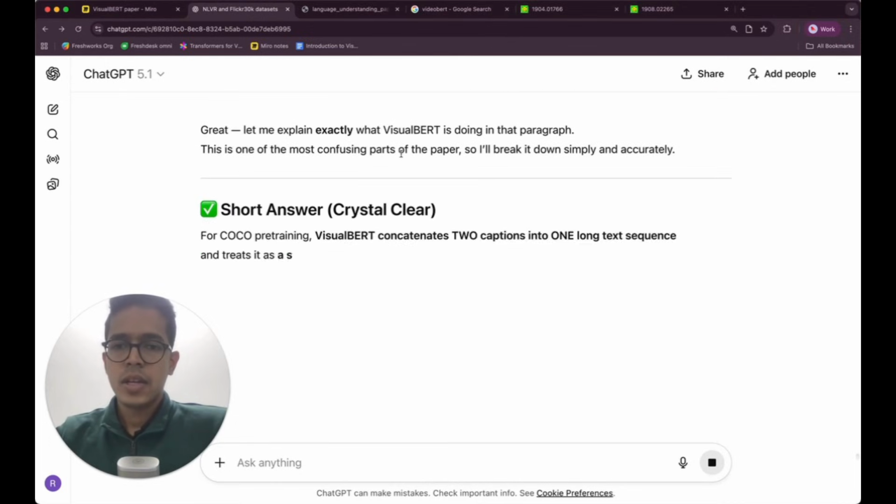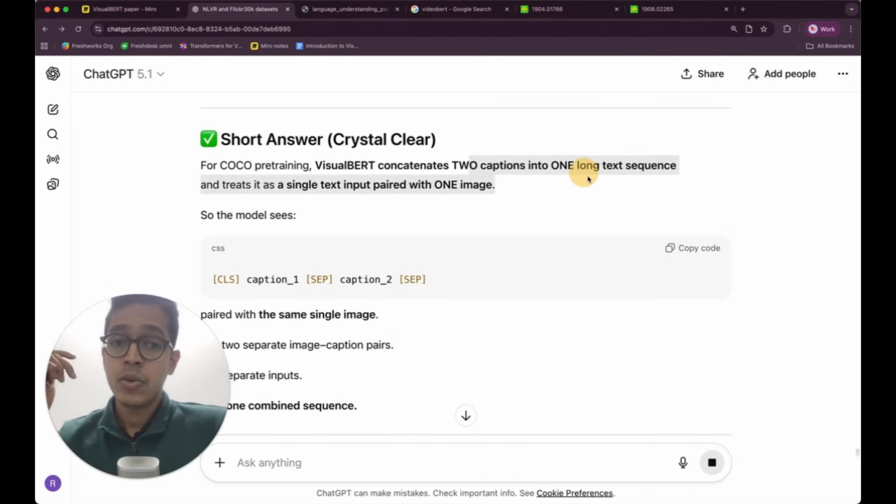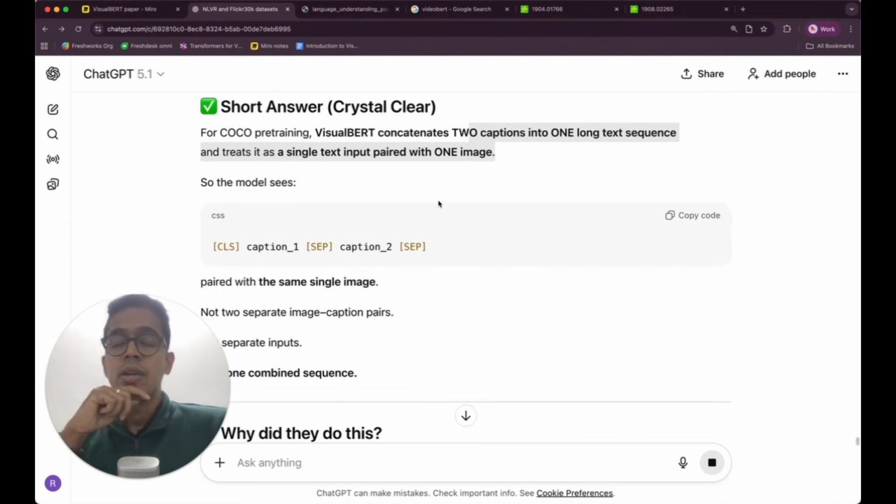This is one of the most confusing parts of the paper. Short answer: VisualBERT concatenates two captions into one long sentence sequence and treats it as a single text input paired with one image. I see. So two captions are concatenated to form one single big caption.